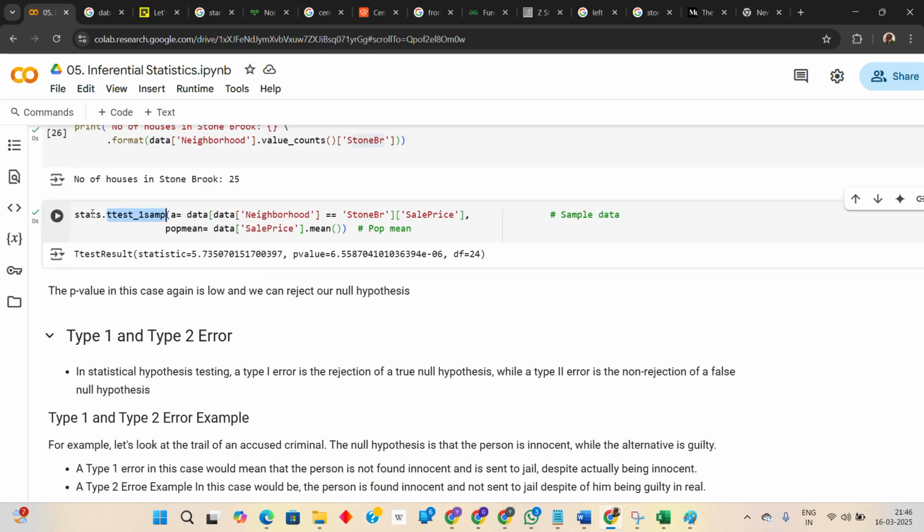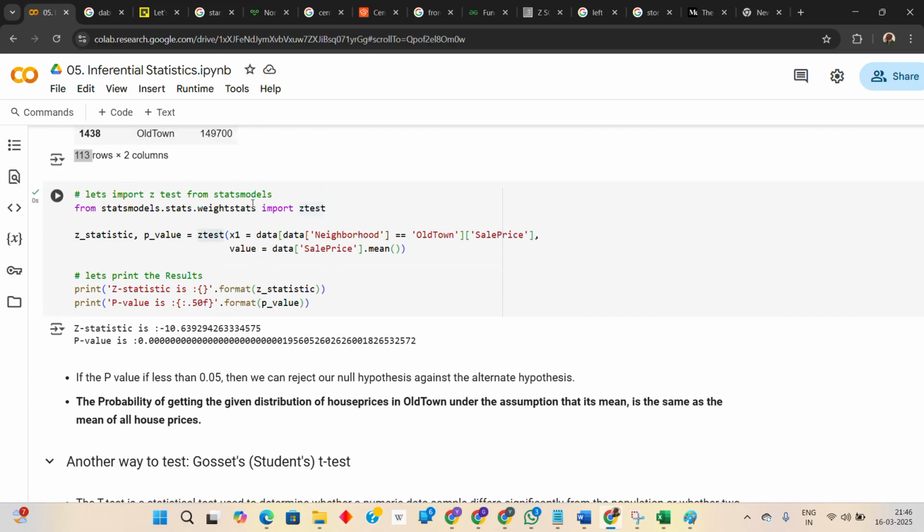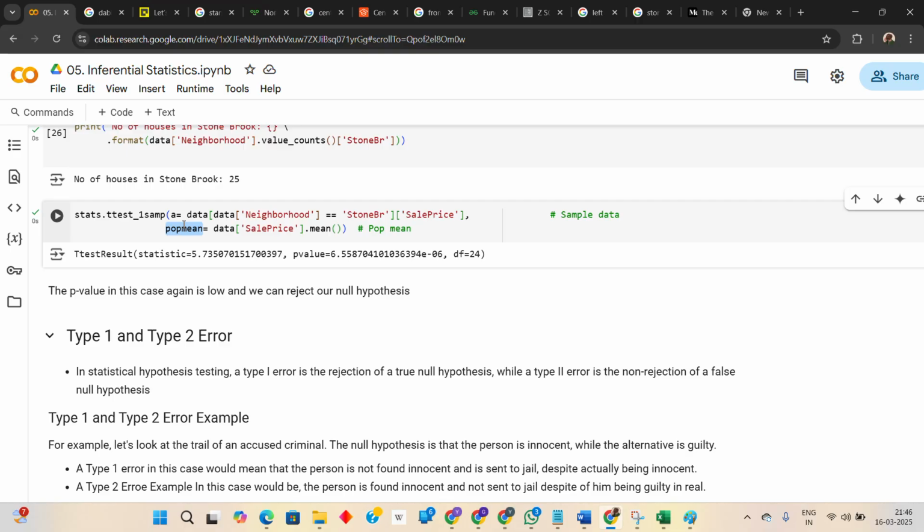How to calculate the T test? In stats, we have ttest_1samp as the function. There you provide the same as earlier, but here, instead of value, we have to pass the population mean. In the earlier function we used value to provide the mean of the population; here we provide popmean as the value. If you provide this, then you will get the result: again, the p-value and the t statistic value.